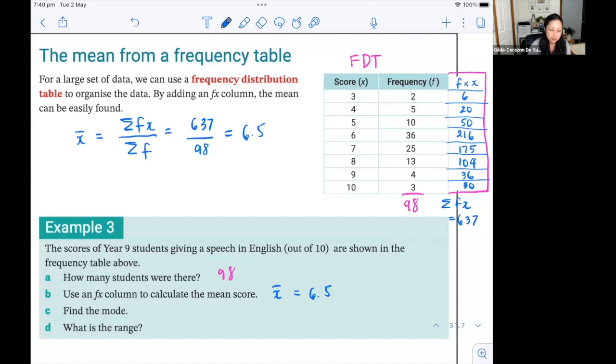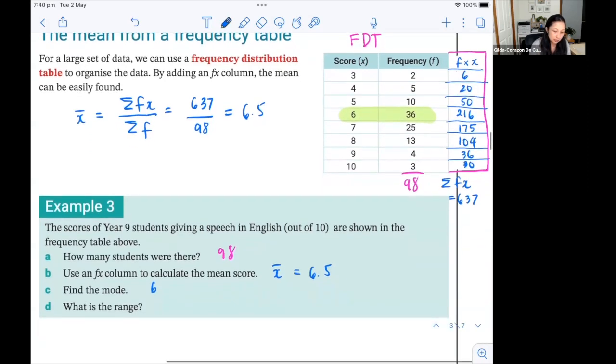The mode is the most frequent. That's easy to find when you have a table. That would be the one that would have the highest frequency, right? The one that occurs the most, yeah? Now, which one is the mode? Is it 6 or is it 36? Always go back to what the score is, and therefore the score that happened the most is not 36, but it's 6. 6 happened 36 times, okay? So that the mode is 6. And what is the range? You look at the highest score minus the lowest score. 10 minus 3 would give you 7.